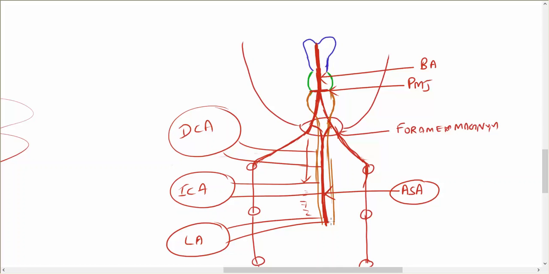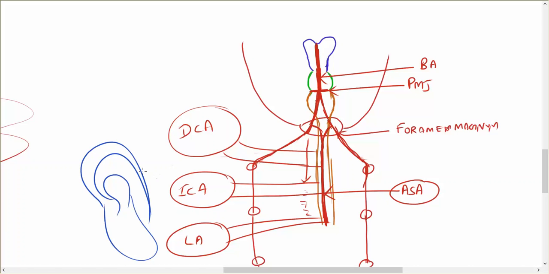One more thing we should understand: there is one major vessel which comes directly from the aorta. That is called the great median artery of Adam, which supplies the anterior part of the spinal cord.